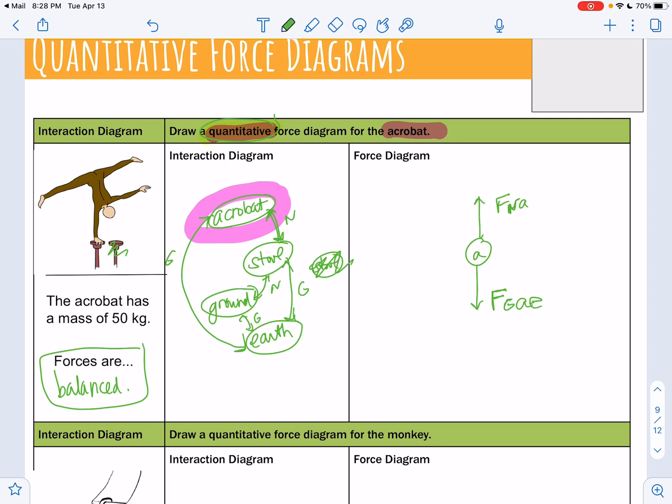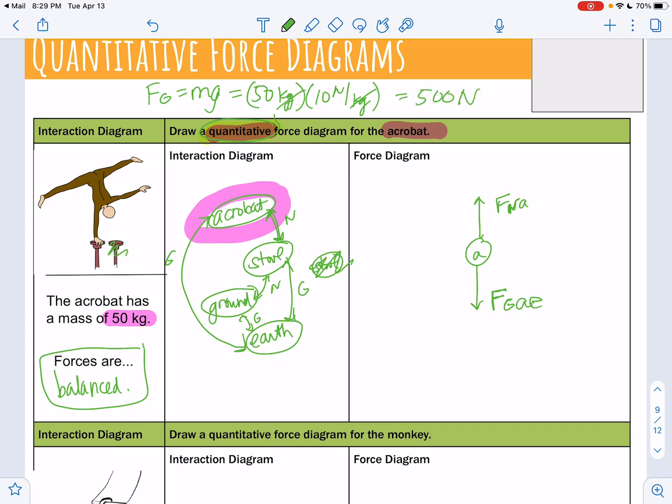Now I need the numbers. And this time, notice it's not telling me the weight or the force of gravity of the Acrobat. It's giving me the Acrobat's mass. So from the lab, we found out that the force of gravity equals the mass times little g, which is that slope number that we got, 10 newtons per kilogram. So I'm going to have 50 kilograms of mass times 10 newtons per kilogram. That's the little g that we got from the lab. That's going to cancel, and so I'm going to get 500 newtons.